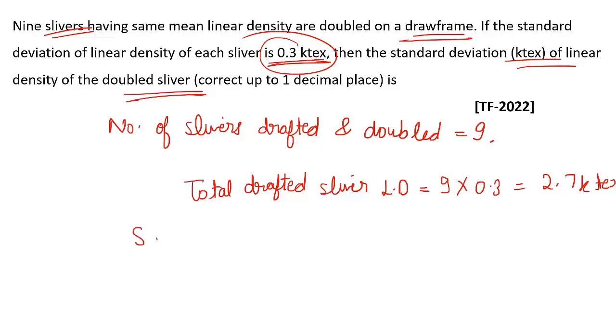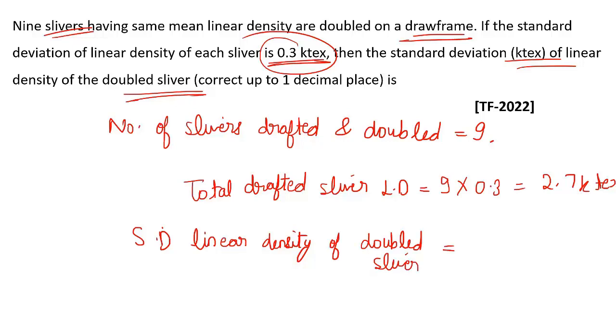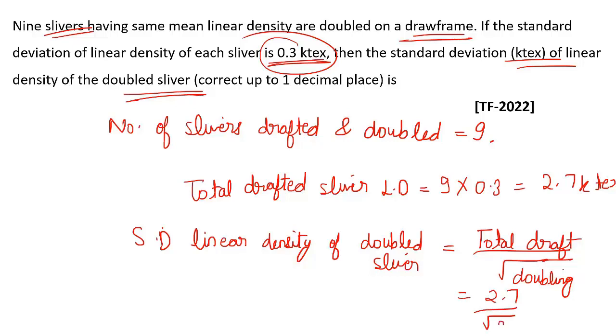And so for doubling, you know that for the standard deviation of the linear density of the doubled sliver, the formula is total draft upon under root of doubling. That means total draft is 2.7, and doubling is of 9. That means root of 9 means 3, so 2.7 upon 3, that is 0.9 kilotex. So answer is to 1 decimal place, then the correct option is 0.9. So this is a 2-mark question.